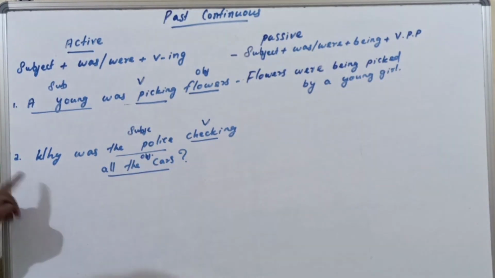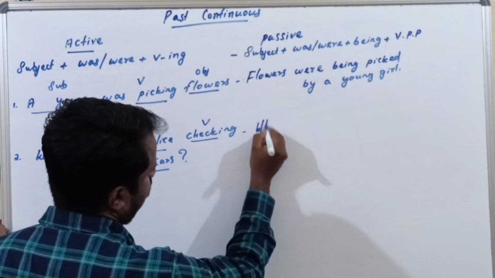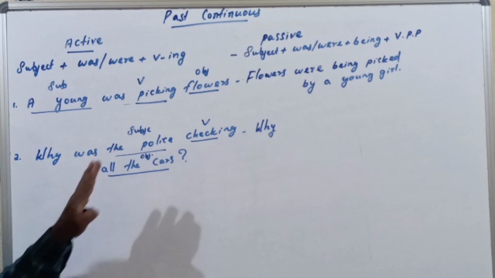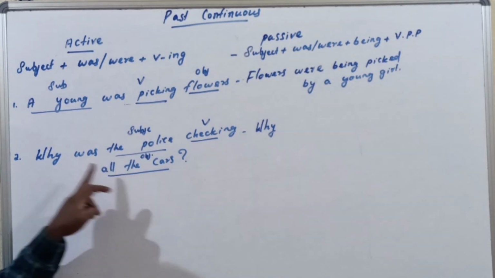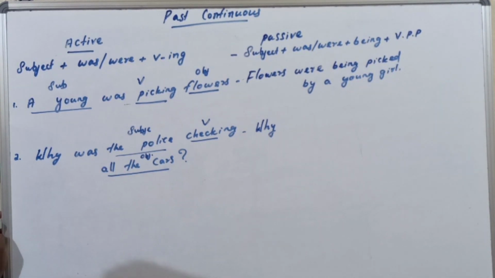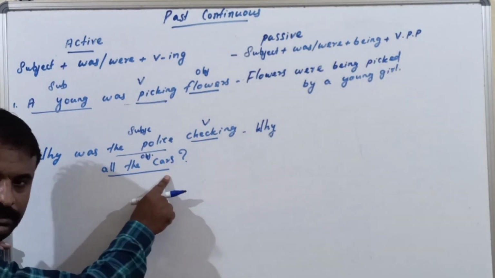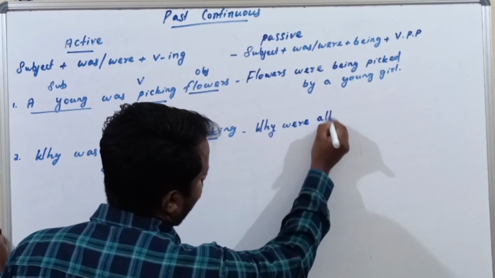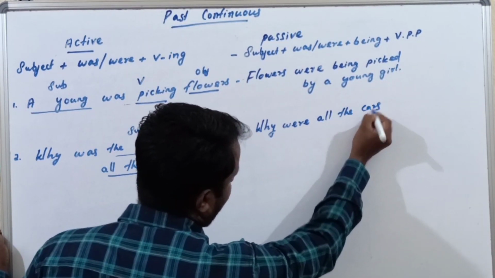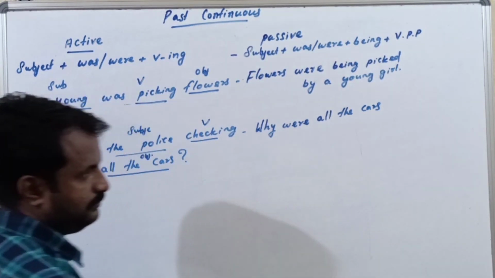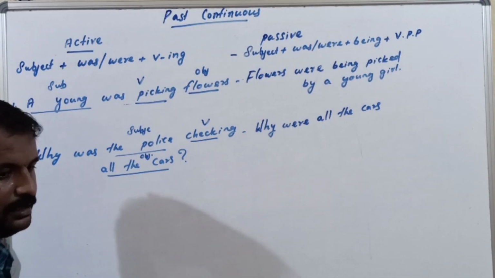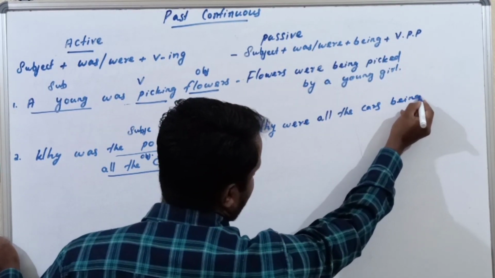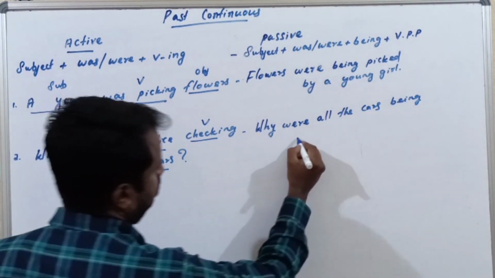Okay, so let us begin with the Why. Here we see it is an interrogative. All the cars. Why were all the cars? Because here all the cars is plural. So why were all the cars? Remember, don't write all the cars first. Why were all the cars be, being, past participle form of the verb, checked. Checked by the police.